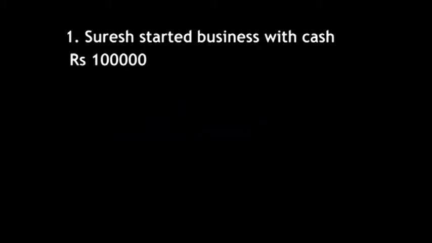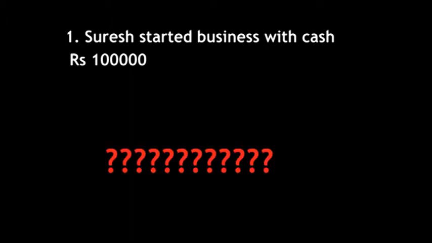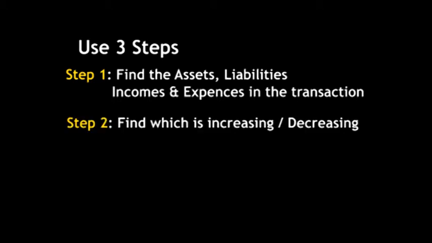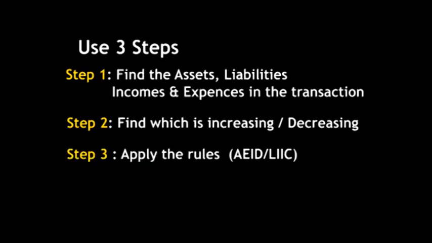Now let's try to record a simple business transaction. Suresh started business with cash rupees 1 lakh. How to record this transaction? Using the rules we have learned. Just 3 steps. Step 1. Find the assets, liabilities, incomes, and expenses in the transaction. Step 2. Find which is increasing or decreasing. Step 3. Apply the rules, that is AEID and LIIC.